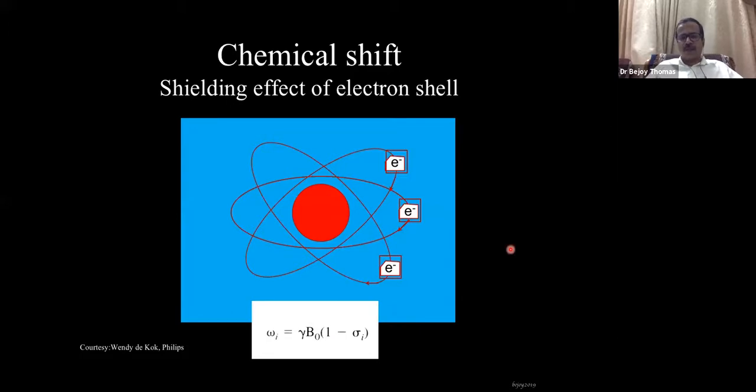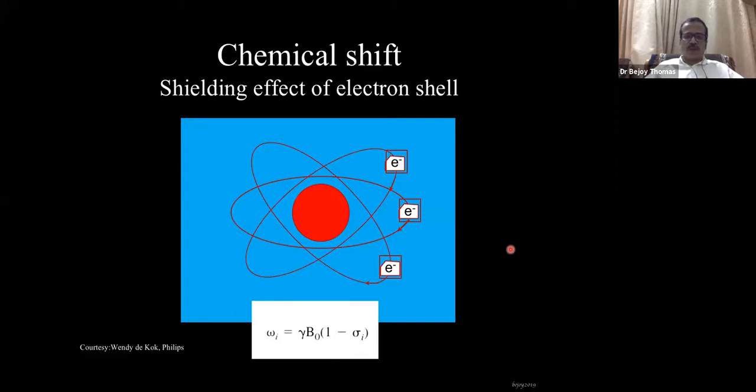So what are the basic principles? The proton is the most abundant nucleus in your body, and we usually use H1 proton spectroscopy, although we can do phosphorus and other spectroscopy. But the most commonly used is proton spectroscopy. We'll talk only about proton spectroscopy in this talk.